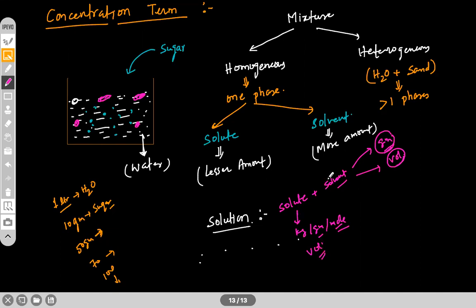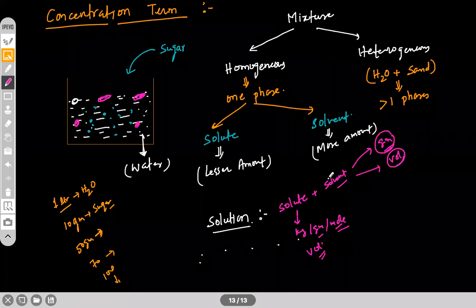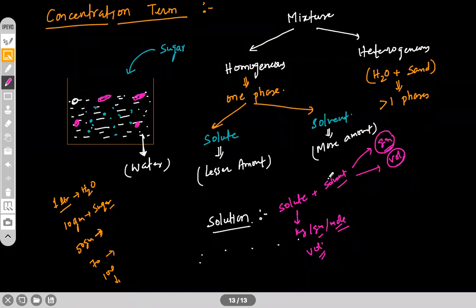We can say 1 ml of this liquid, not oil, we cannot take oil, any liquid which can form a homogeneous mixture with another liquid. So 1 ml of one liquid present in 10 or 100 ml of another liquid forms a homogeneous mixture, right? So we can define the amount of solute present in any solution in terms of mass, mole or volume. We can define the amount of solvent in terms of mass and volume, correct?